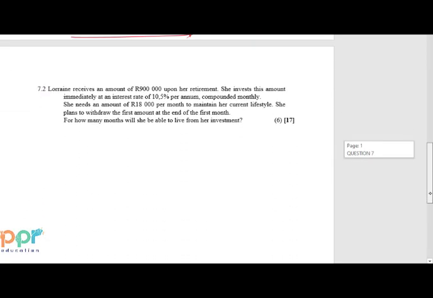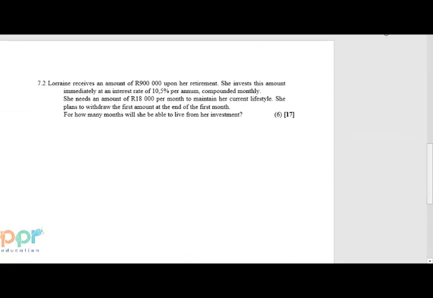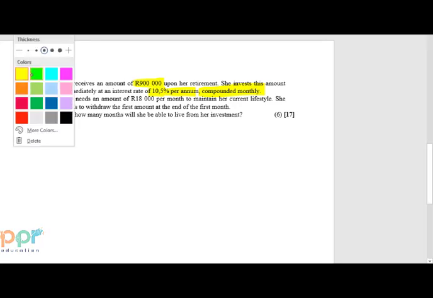When receiving an amount of 900,000 upon retirement, she invested this amount immediately at an interest rate of 10.5% per annum compounded monthly. This is an important thing to highlight.